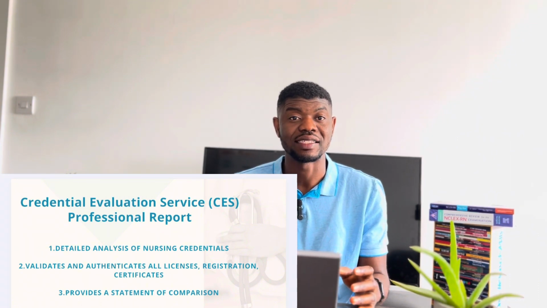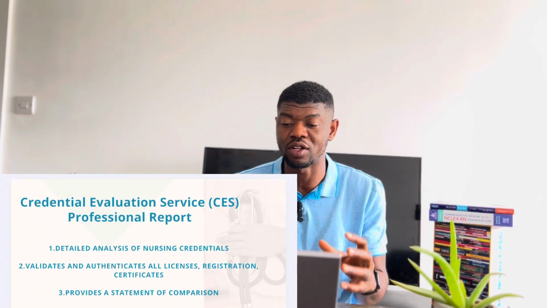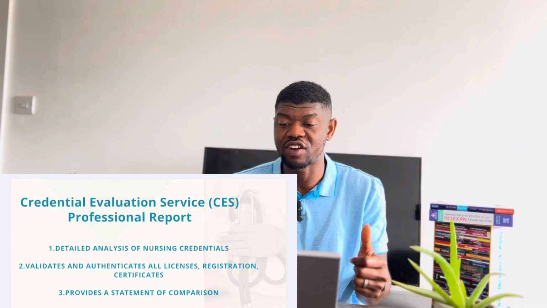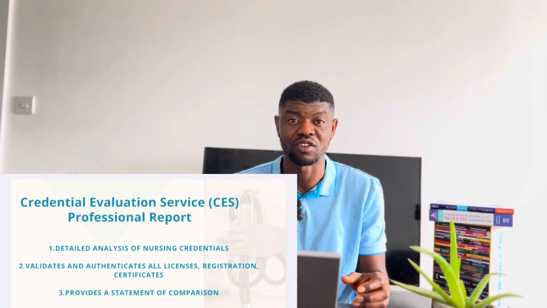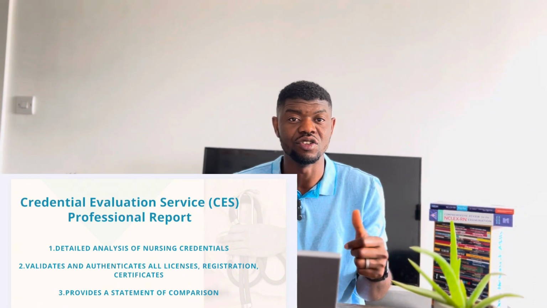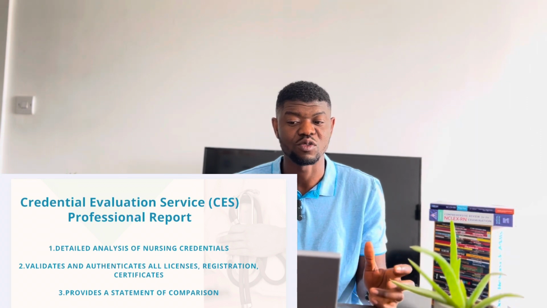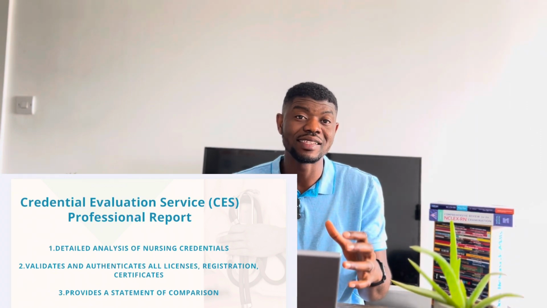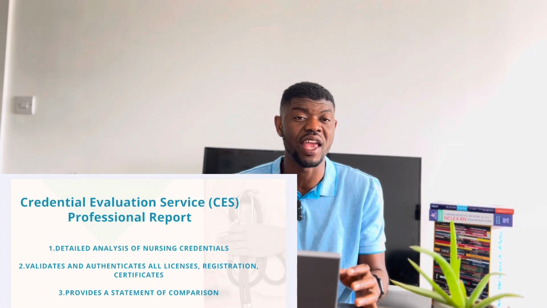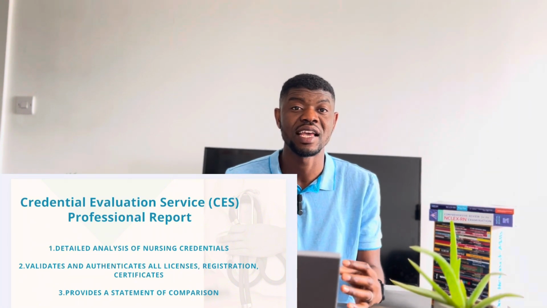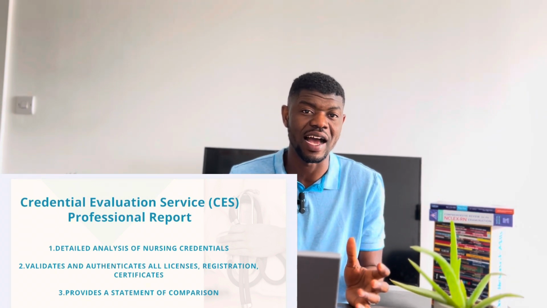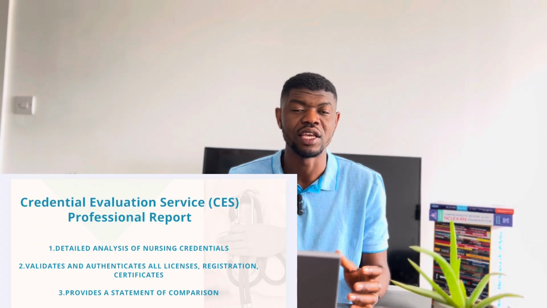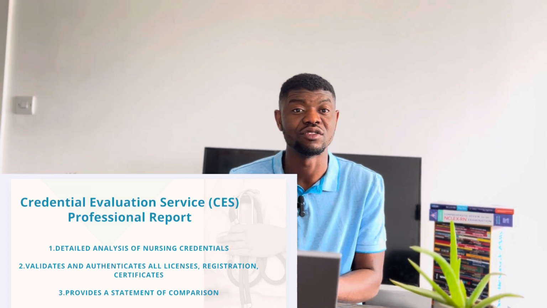Number two is that the CES report validates and authenticates all licenses, registrations, and certificates. So it's not only your academic transcripts, it also validates your professional certificates as well as your registration. And then once this has happened, you'll be issued a statement of comparison. This statement of comparison basically tells us if your credentials are up to the US entry standards. And that is only when you can actually go ahead and continue with the process.